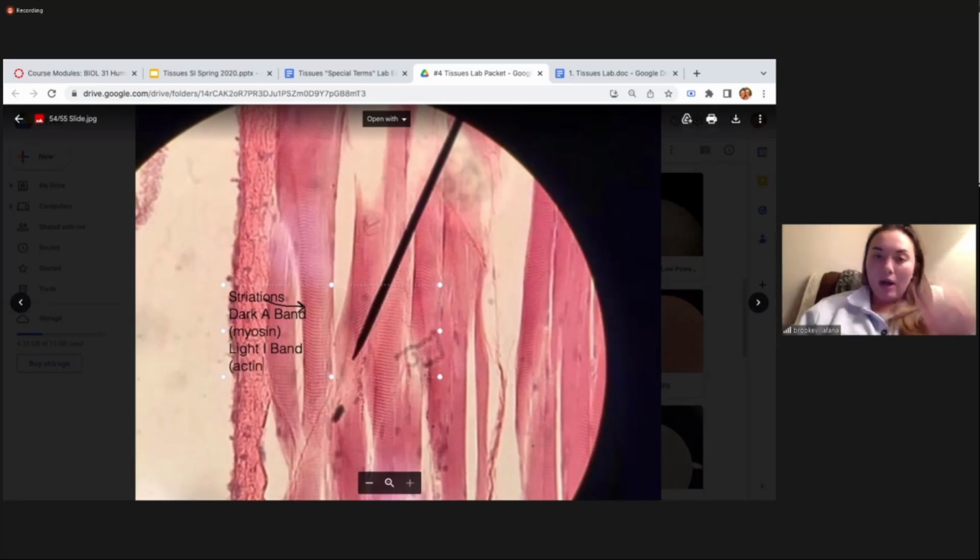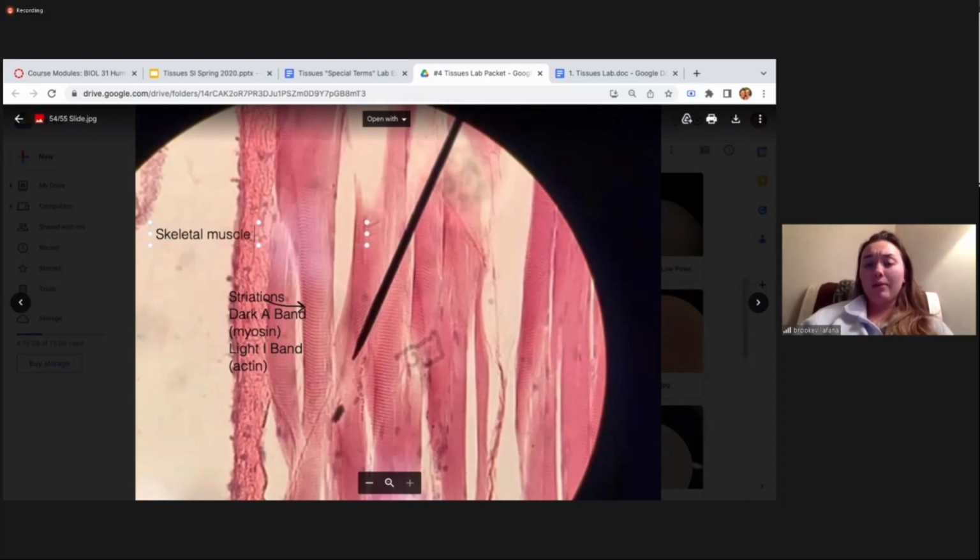So our striations are visible for skeletal muscle, unlike cardiac and smooth muscle. We don't really see striations with cardiac and smooth muscle, but with skeletal muscle, they're very easy to see. You can also see that skeletal muscle is multinucleated. There are little tiny nuclei on the outside of the cylinder of the skeletal muscle. So that is very distinctive as well.